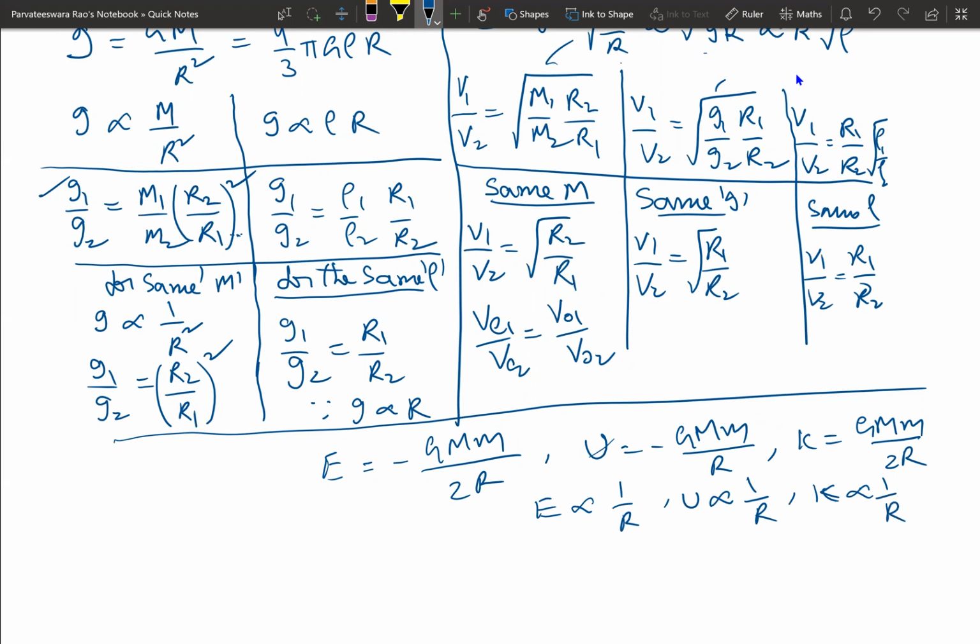For two different planets, if he says U varies directly or K varies directly or E varies directly as M by R, therefore E1 by E2 is equal to U1 by U2 is equal to K1 by K2 is equal to M1 by M2 into R2 by R1.